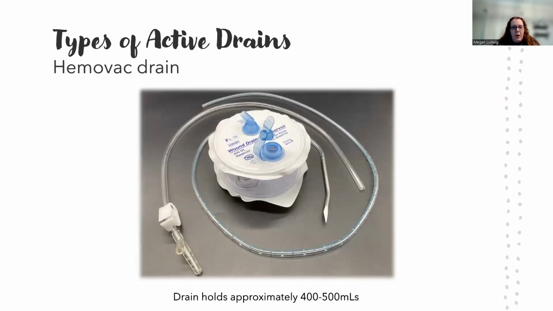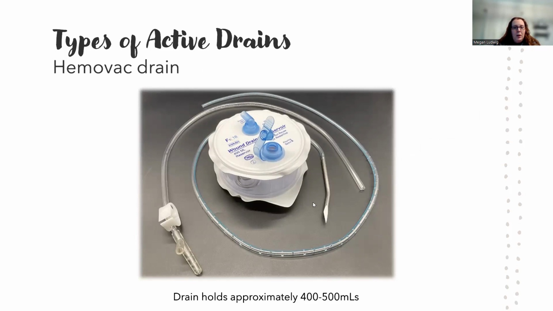The next one is a hemovac drain, also super common. Kind of the same mechanism, same concept as the JP, but it's much bigger. So it's for larger amounts of drainage that's expected. Okay. The collection reservoir is much bigger. It says it holds about 400, some up to 500 ml, so that's considerably more.